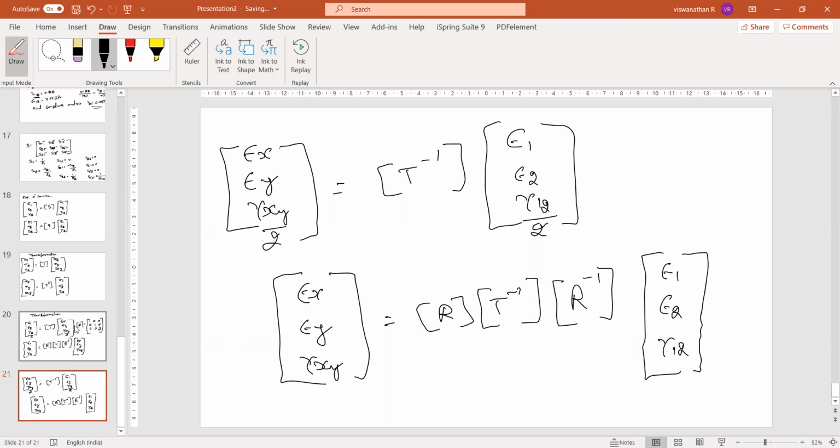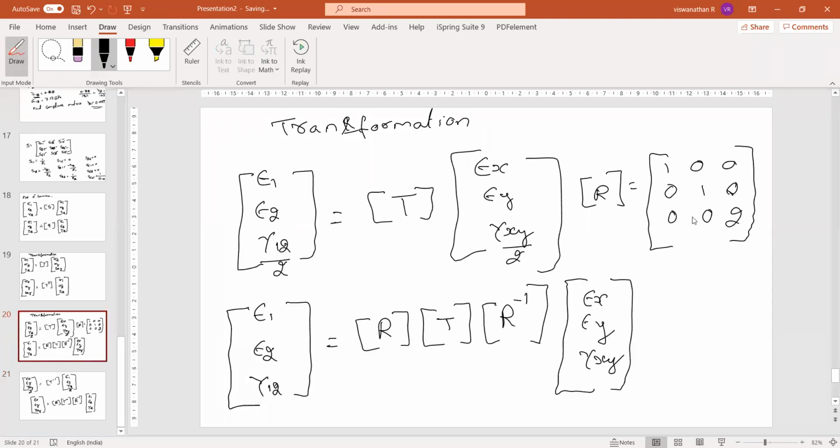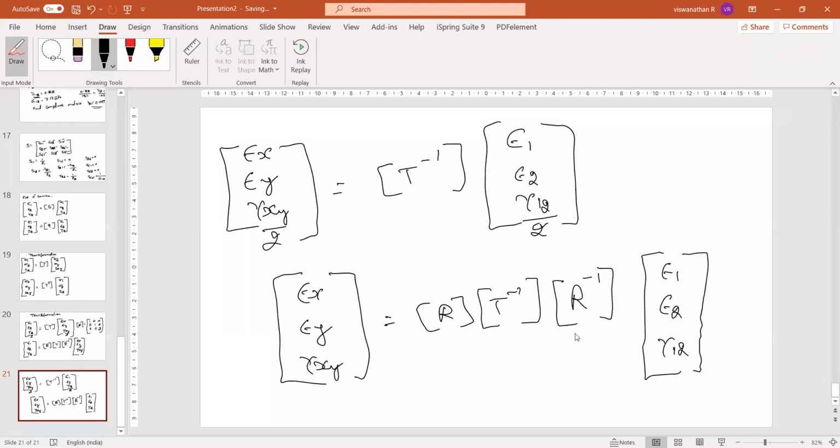Here R is the same thing, where R is defined as 1 0 0, 0 1 0, 0 0 2. So this is T inverse over here, the inverse transformation matrix. Things are the same, just that to avoid writing gamma xy by 2 and gamma 1 2 by 2, we write gamma xy and gamma 1 2 and use this relation.